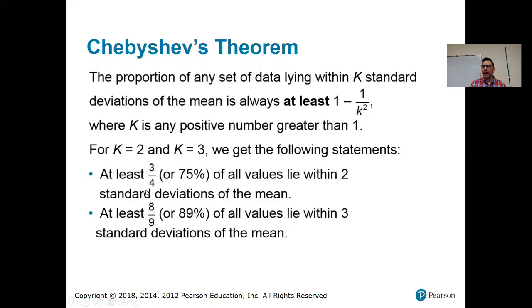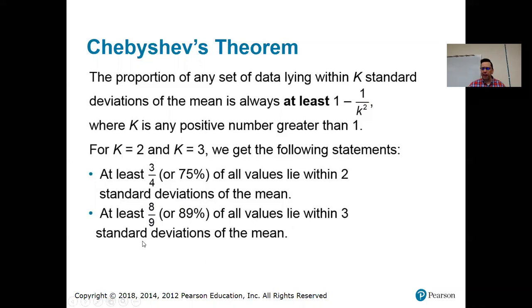If your distribution is bell-shaped, that number becomes 95%. All right, but this just says at least 75%. So that's a lot less specific, right? And if you put in k equals 3, this turns into 1 minus 1 over 3 squared, which is 1 minus 1/9. 1 minus 1/9 is 8/9.